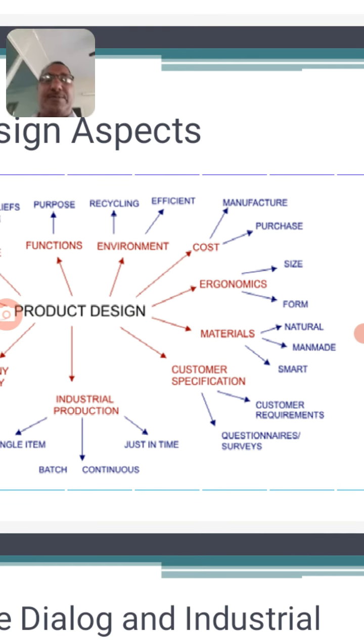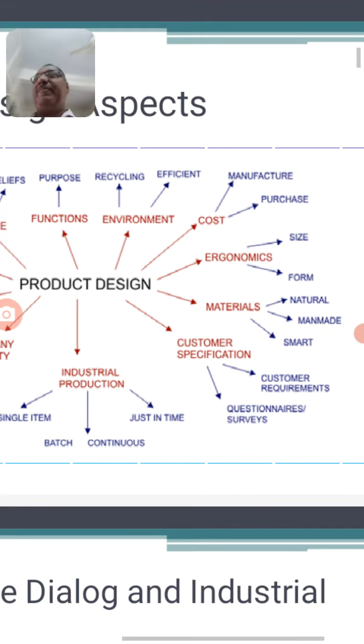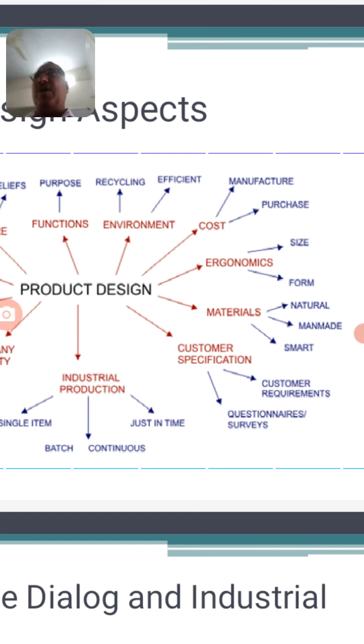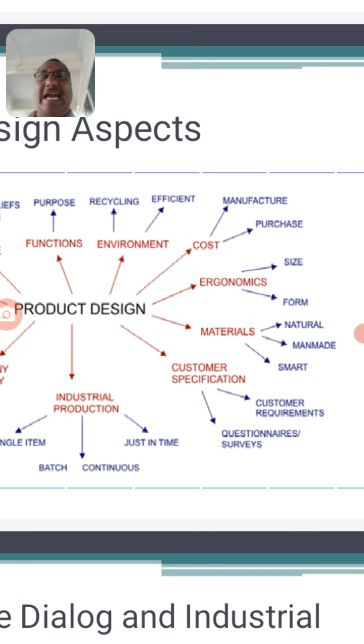Then the next point for design is ergonomics, that is size and form, whether it is bulky or small size and whether it is suitable for the user or not. That point is also considered under this design aspect. Suppose we are going to design a bike, whether that bike should be bulky, whether it should be lightweight, this type of points also we have to consider.